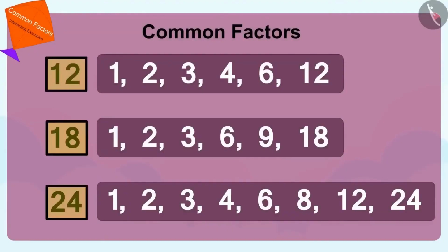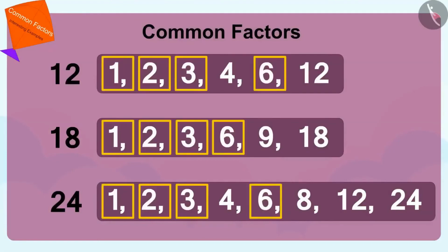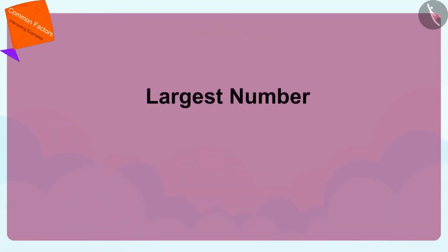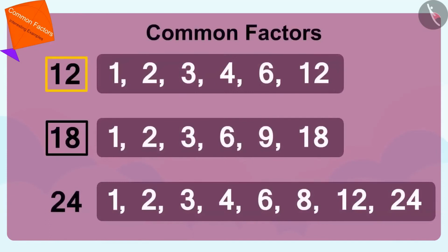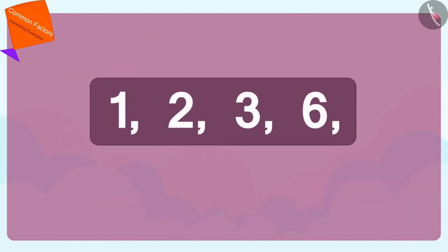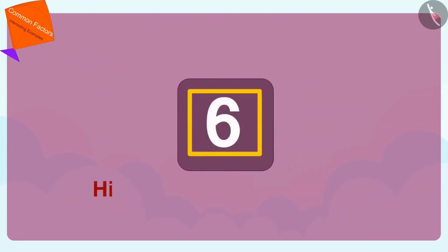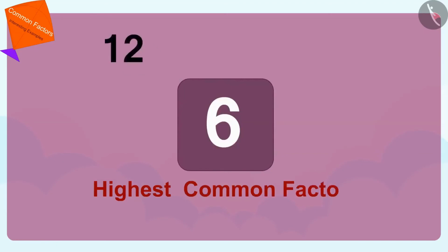Children, out of the common factors of numbers, the largest number is called the highest common factor. Out of all the common factors of 12, 18 and 24, 6 is the largest. Therefore, we can say that 6 is the highest common factor of 12, 18 and 24.